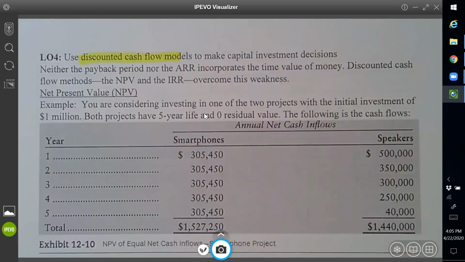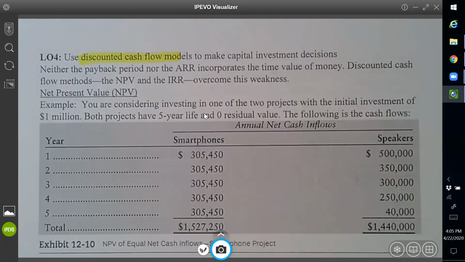Discounted cash flow is kind of like an umbrella. It's kind of like the parent. And then there are two keys. One is called net present value, NPV. The other is called IRR, internal rate of return. So those two are kind of like sibling cousins, you know. They share the same technique, discounted cash flow, but they are not 100% the same.